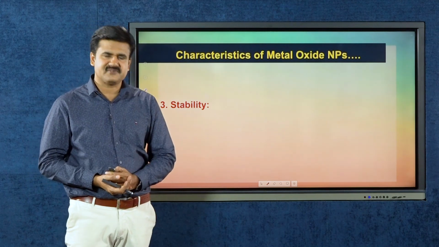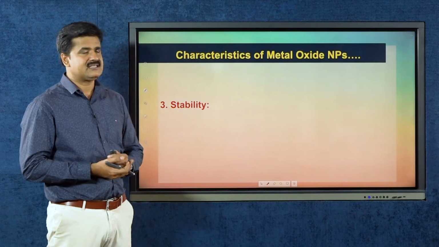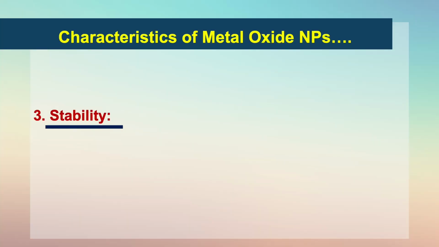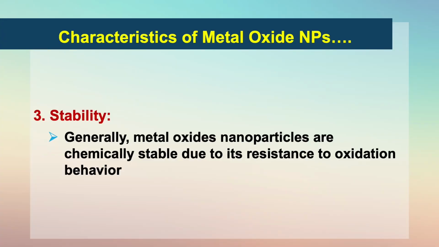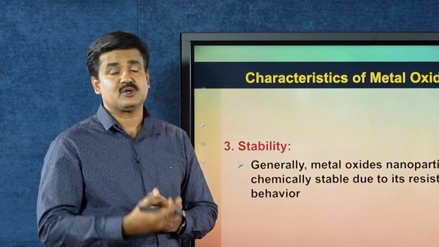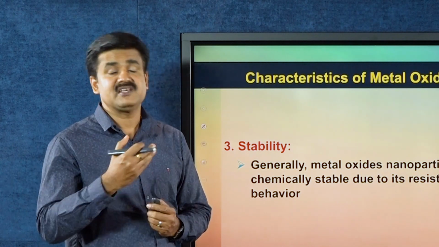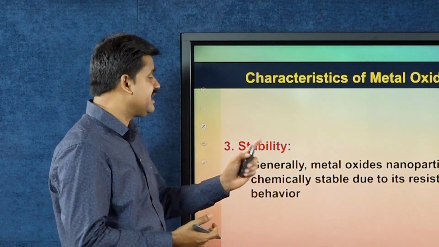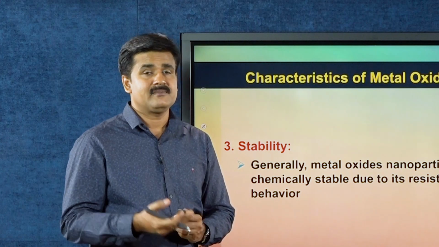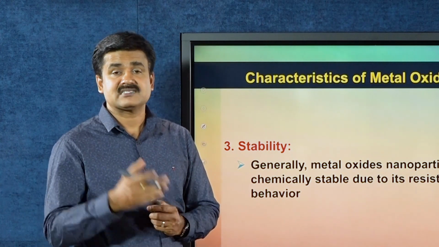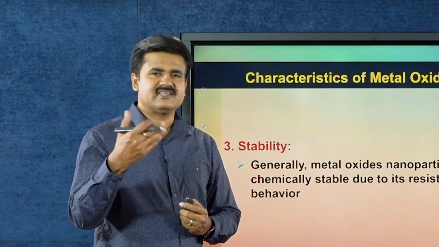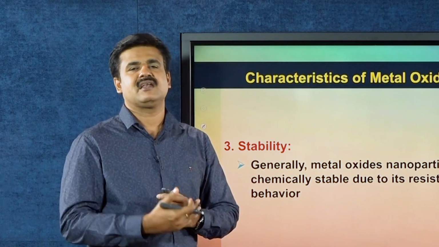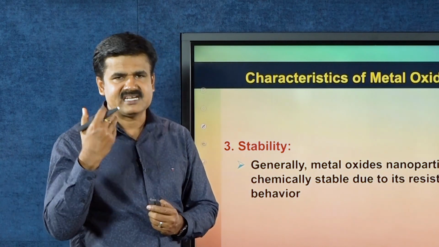Next characteristic feature is associated with the stability of the metal oxide nanoparticles. Moving on to the stability, the metal oxide nanoparticles are chemically stable. Not all metal oxide nanoparticles, but most of the metal oxide nanoparticles are highly stable. At the same time, some metal oxide nanoparticles are highly reactive also. In a general way, we can say like this, most of the metal oxide nanoparticles are chemically stable.